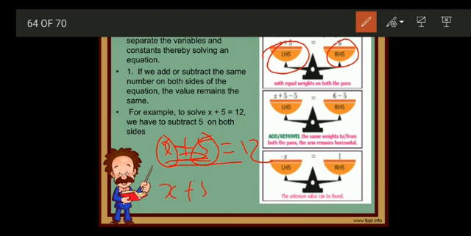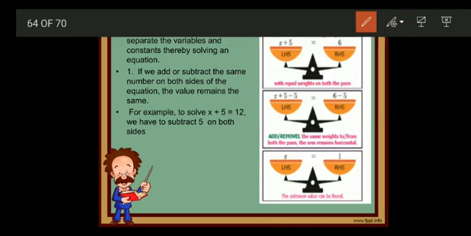x plus 5 minus 5 is equal to 12 minus 5. x plus 5 minus 5 will become 0. So x plus 0 is equal to 12 minus 5, which is 7. x plus 0 is x, because when you add 0 to anything, you get the same thing. So x is equal to 7.